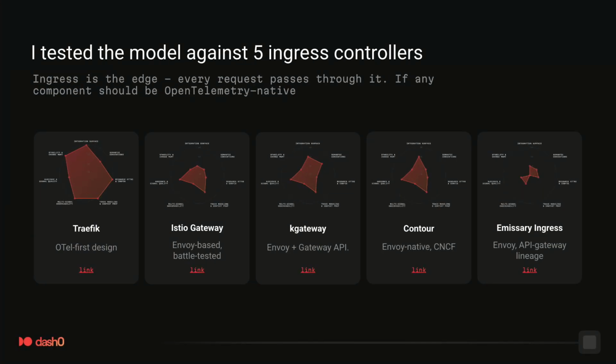This is just the ingress controllers, the five I evaluated. This is the difference you see when it's plotted into a radar diagram. And as you can see, there are very different shapes of how these projects are evaluated based on this maturity model. So the support out there varies a lot.